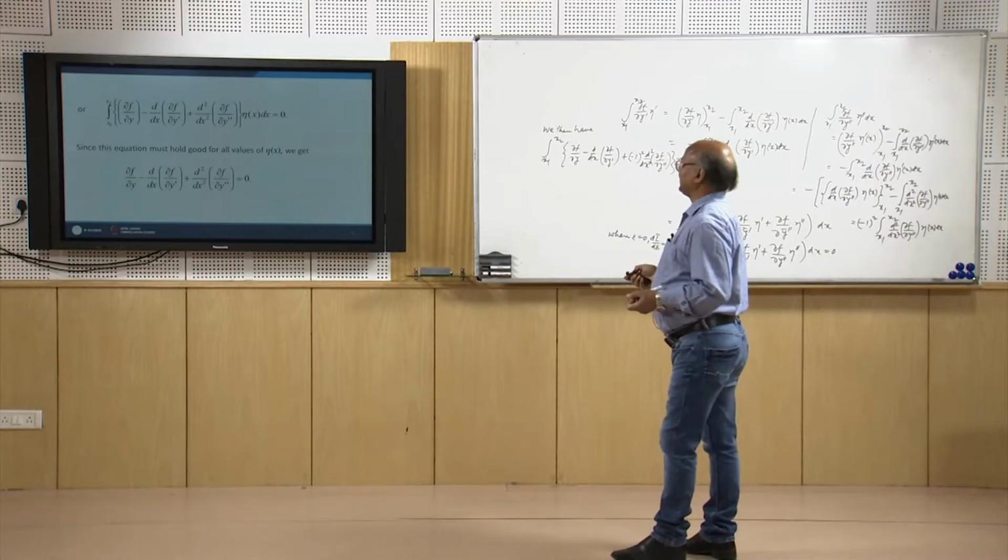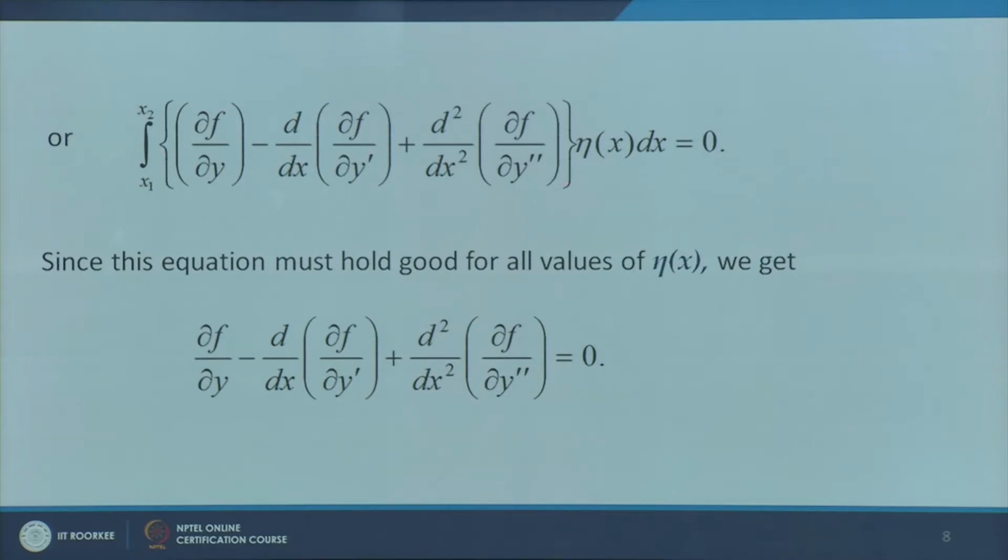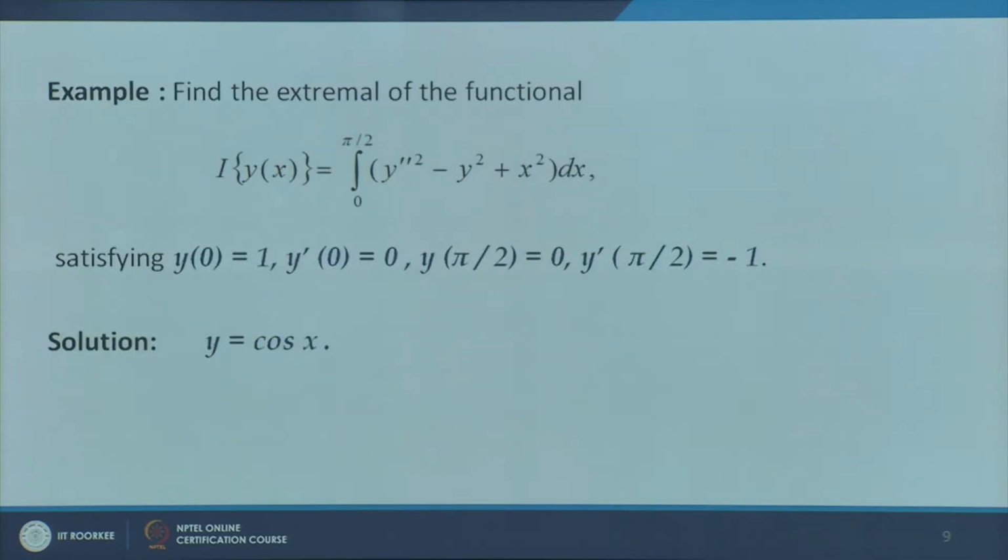So we arrive at this equation. Now, since this equation holds good for all values of eta(x), we must have this equation: delta f over delta y minus d over dx delta f over delta y dash plus d square over dx square delta f over delta y double dash equal to 0. So this is what we get in the case of n equal to 2, and we can easily generalize it to the case of n derivatives.